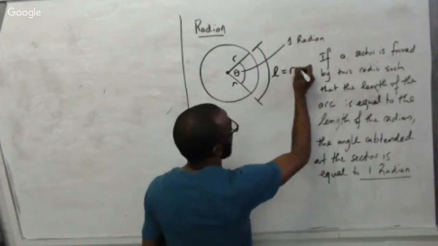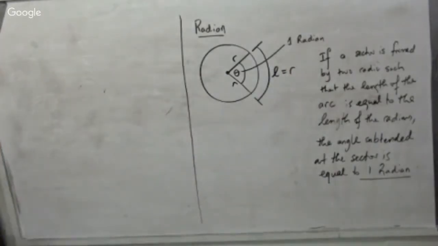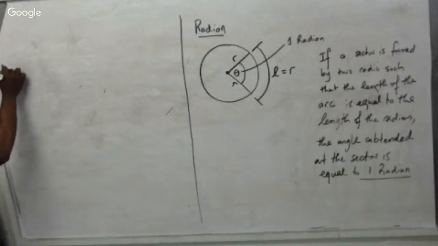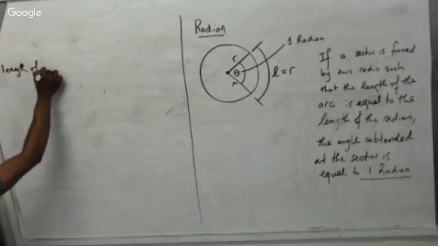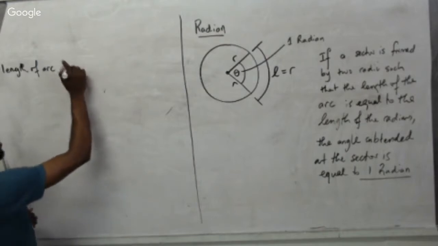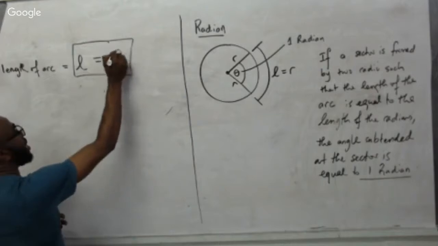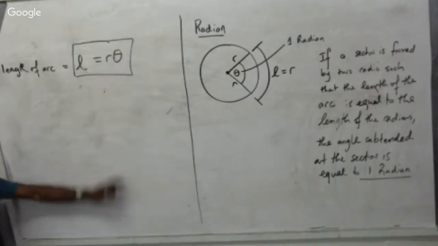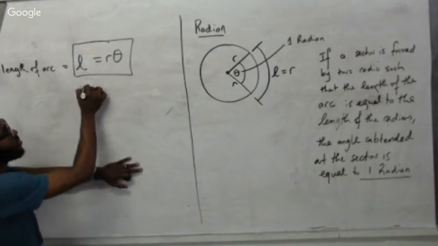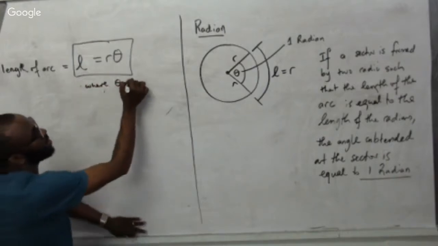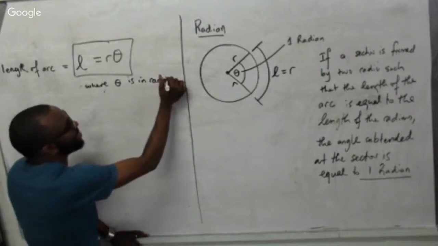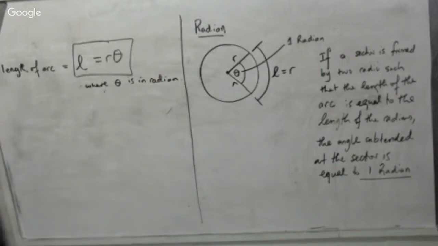Oftentimes, the length of the arc is referred to as L. So, length of arc is equal to L, and that is evaluated by r theta. This formula only works where theta is in radian. So if you're stuck in degrees, there's no way for you to pick up the length of the arc just like that. There is a way though.